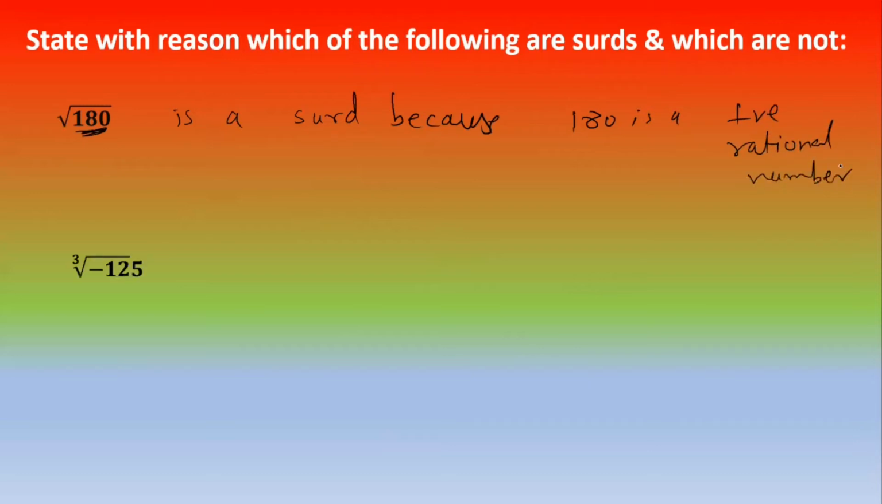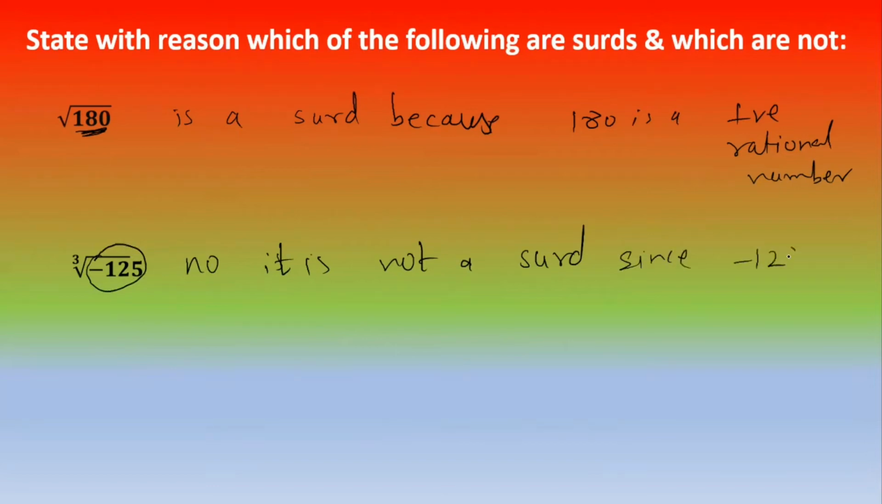Now in case of the next question, cube root of minus 125, can it be a surd? No, it is not a surd. Why is it not a surd? Because minus 125 is not a positive rational number.